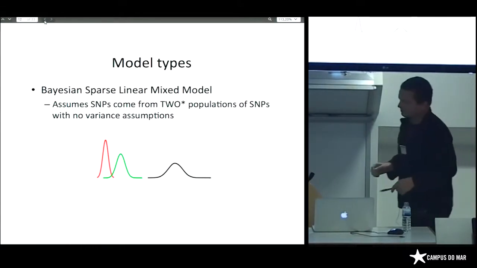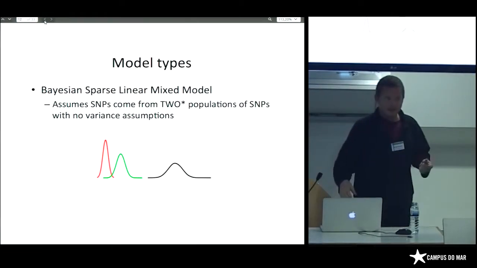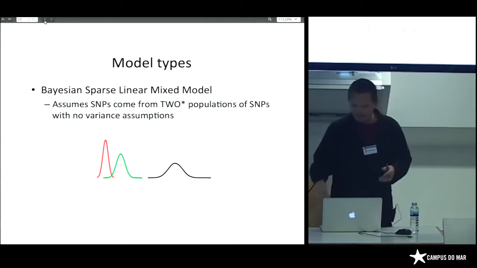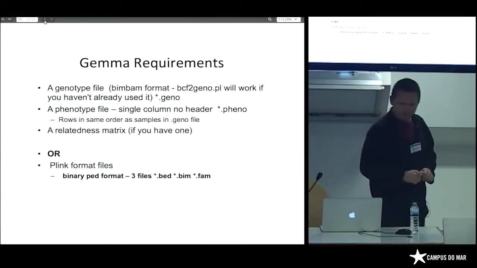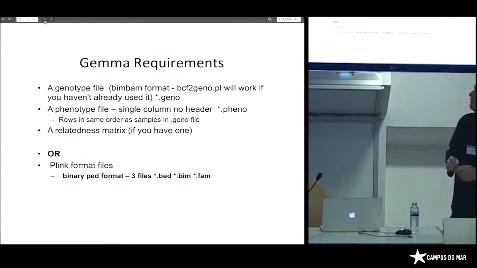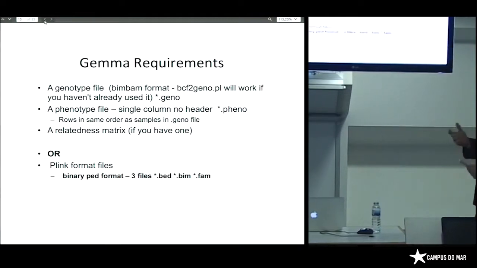Okay. So the Bayesian sparse linear model is a Bayesian process, so we're not actually dealing with exact things. We're approximating our phenotypes, our genotypes. And GEMMA runs on 2 different things.